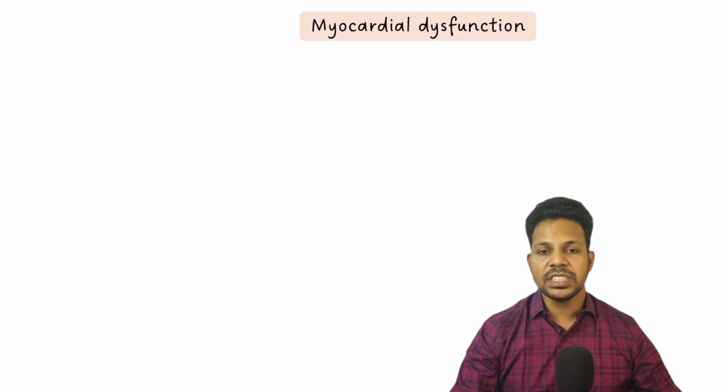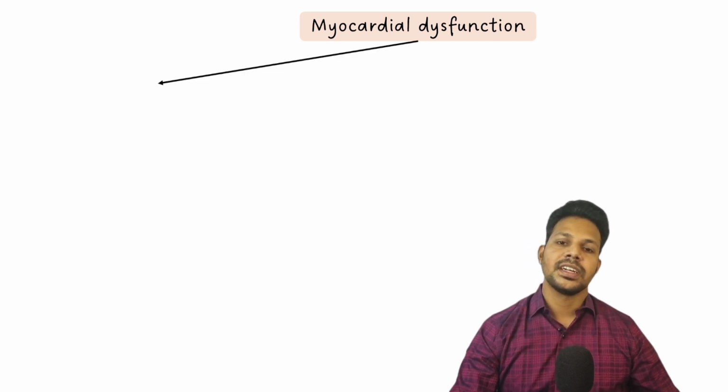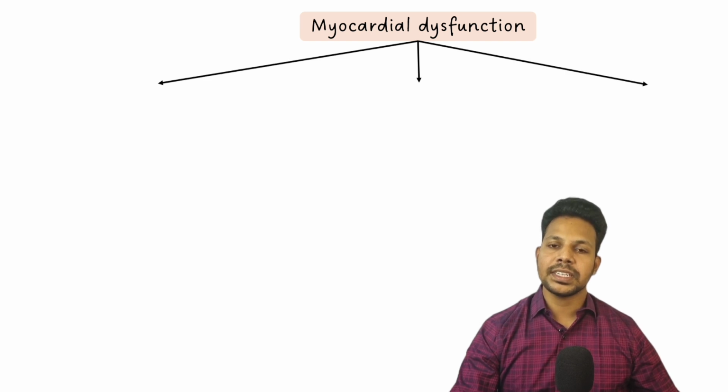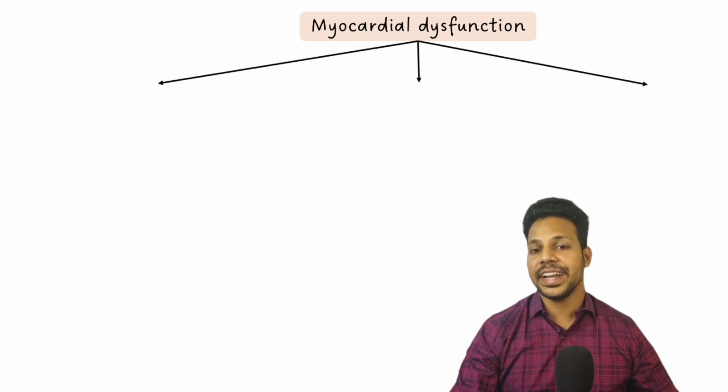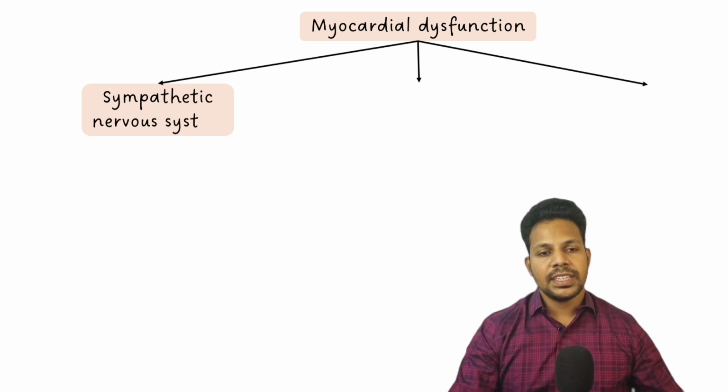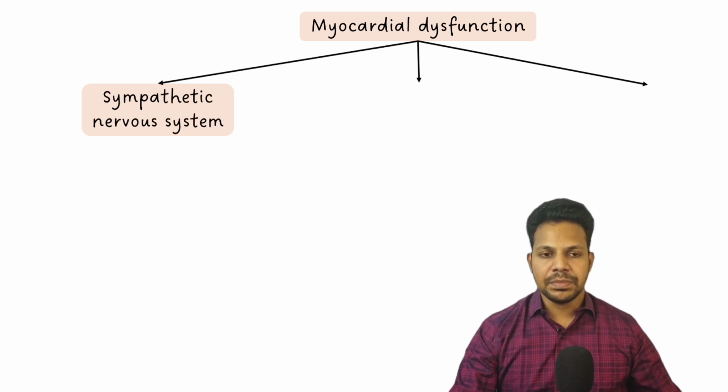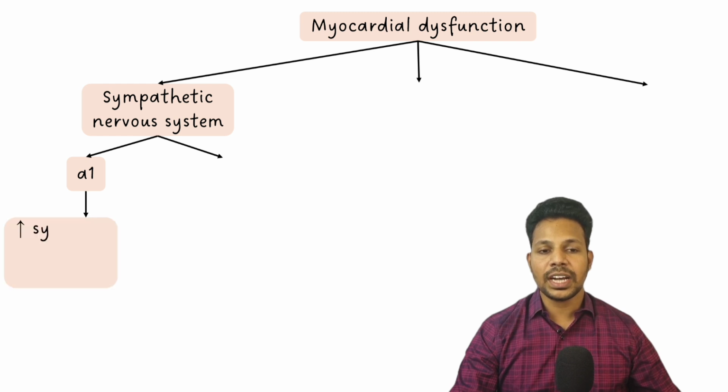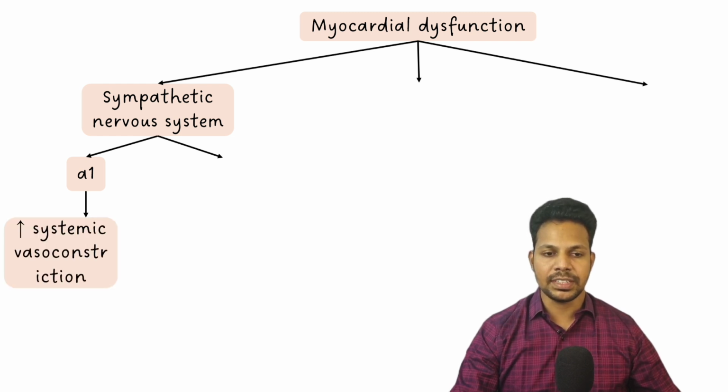Myocardial dysfunction, it could be of any cause, will result in reduced cardiac output, and that will result in the activation of compensatory mechanisms, that are activation of the sympathetic system, RAS activation, and then ADH production, right? So start with the sympathetic nervous system. When there is activation of the sympathetic nervous system, it acts on alpha 1 and beta 1 receptors. The alpha 1 receptors are going to vasoconstrict the systemic blood vessels, right? Systemic vasoconstriction, and that will result in an increase in blood pressure.